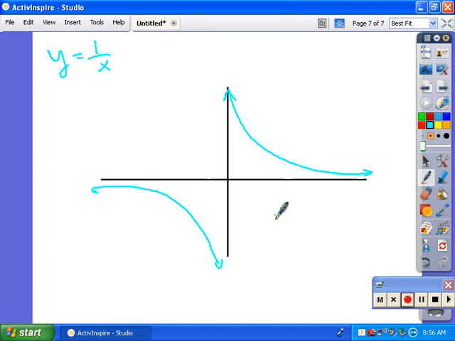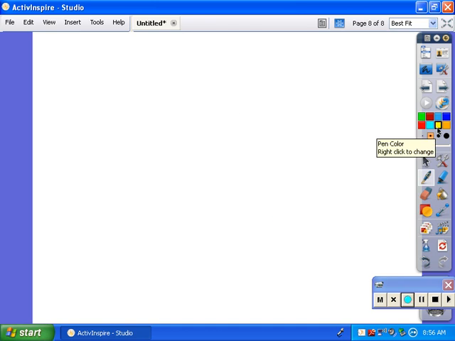All right, 3 more. They're kind of weird ones, so I will just give them to you. One of them is the square root of x. This is going to be number 8.